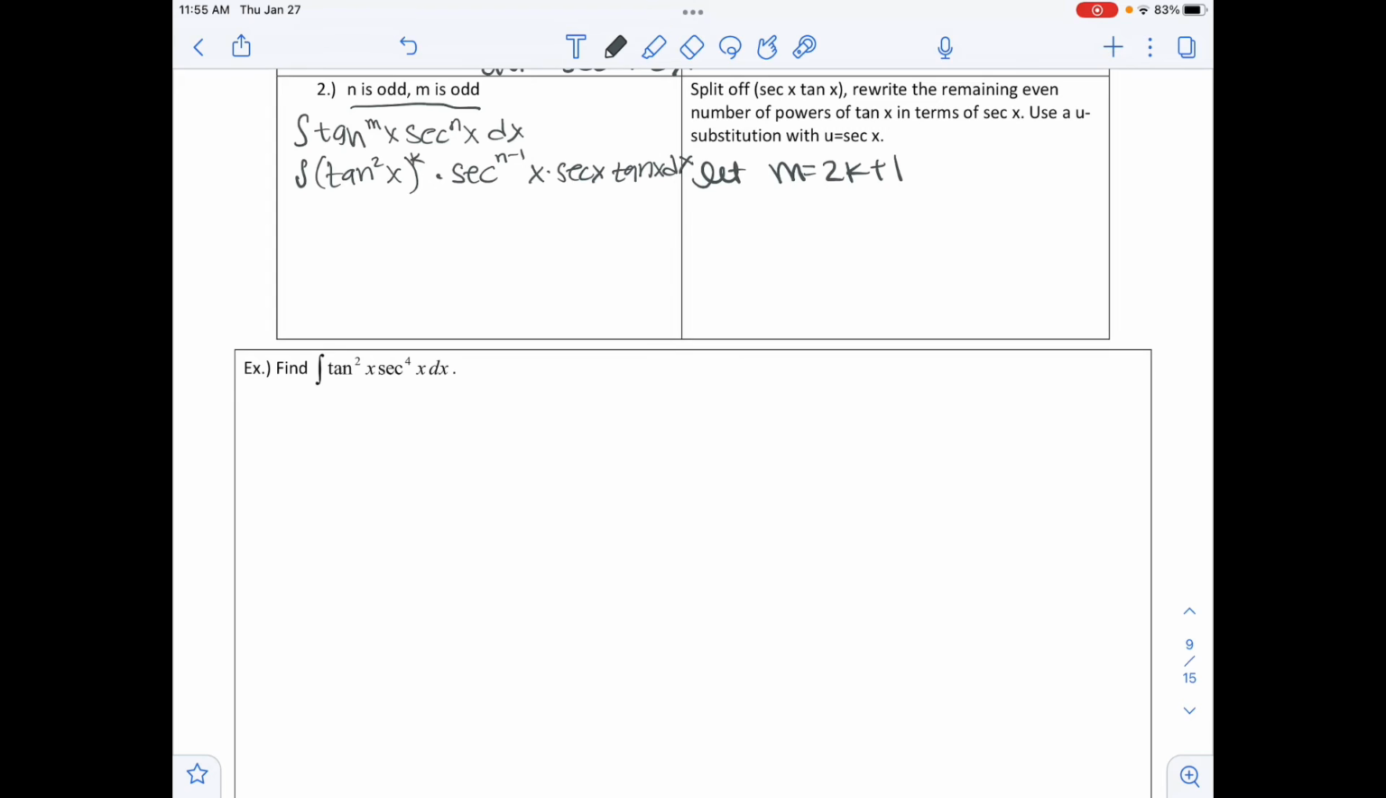And then we're able to rewrite our tangent squared x in terms of secant squared using that Pythagorean identity. So we have the integral of secant squared x minus 1 to the kth power times secant to the n minus 1 x times secant x tangent x dx. So next we would let u equal secant of x and du equal, the derivative would be secant of x tangent of x dx.